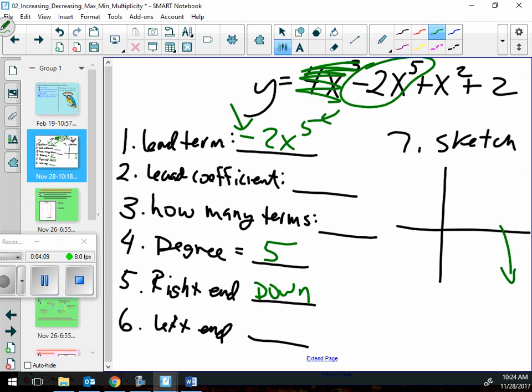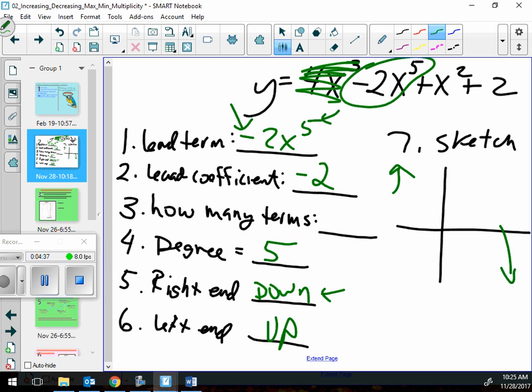And what else? Since it's odd, it's telling me, hey, the other side's got to be different. It doesn't say whether it's up or down. You have to judge that. It just says, odd, that's different. It should be different than this, and therefore up. Okay, so it must be up on this end. And then the lead coefficient, that's the number part of the lead term. Negative 2. Yes, you include the negative.